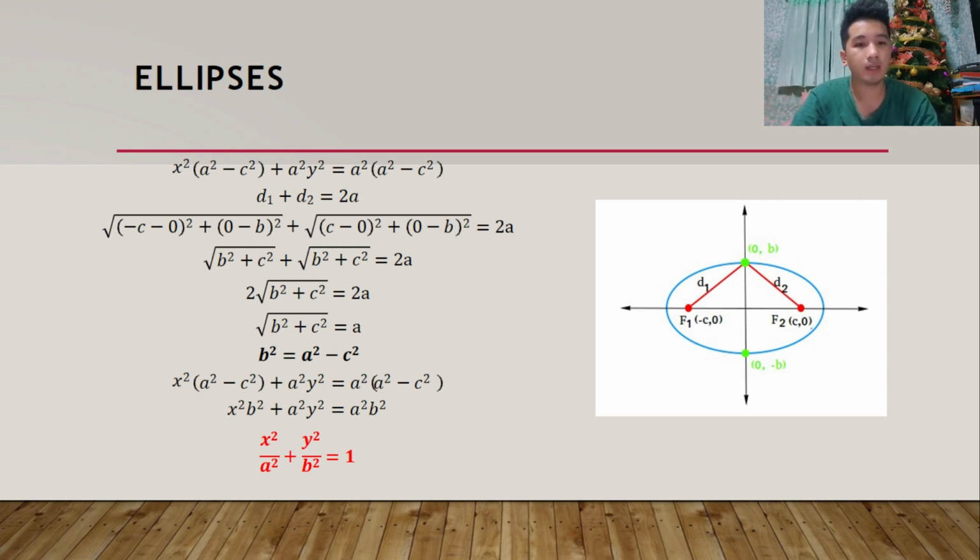x squared times (a squared minus c squared) plus a squared y squared equals a squared times (a squared minus c squared). So x squared b squared plus a squared y squared equals a squared b squared. Therefore, x squared over a squared plus y squared over b squared equals 1.